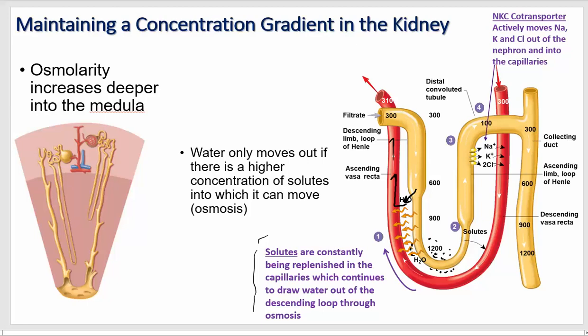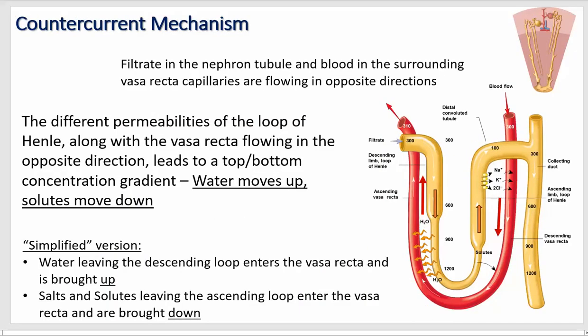All right. So maintaining that concentration gradient, that is called the countercurrent mechanism. So the different permeabilities of the loop of Henle. So this is kind of a summary of what's happening. So filtrate in the nephron tubule and the blood in the surrounding vasa recta capillaries are flowing in opposite directions. So remember that. That's an important feature of this.